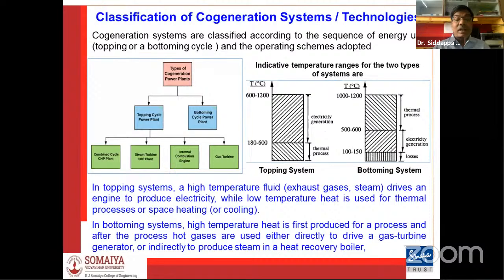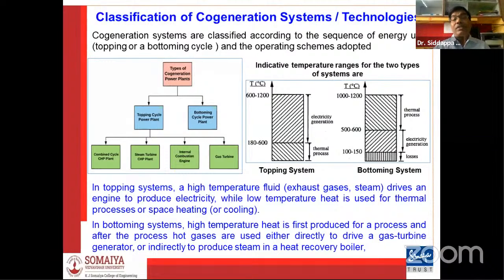In a bottoming system, high temperature heat is first produced, as I told you, for process industries, and after that, that heat is utilized for power generation. And unavoidably, below some 150 or 130 degrees centigrade, we are not going to extract the heat energy available from the exhaust, and it will be lost to the surroundings.